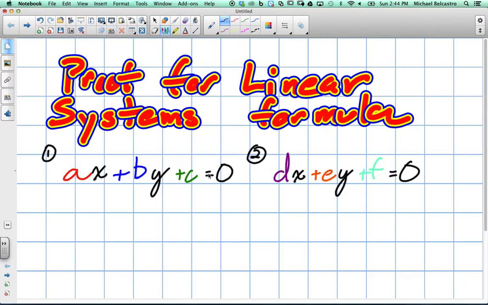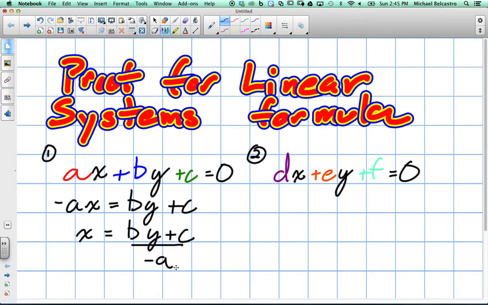Okay. So when ax goes to the other side of the equation, we essentially get negative ax is equal to by plus c. I know there's kind of a big step there. We want to isolate for x, so we bring negative a over and we divide by it. So by plus c over negative a. Great. So we now have something that represents our value of x. So we're going to plug that into our other equation.